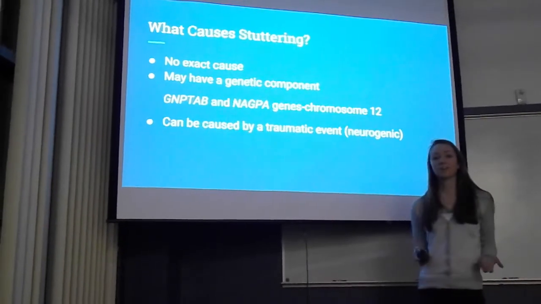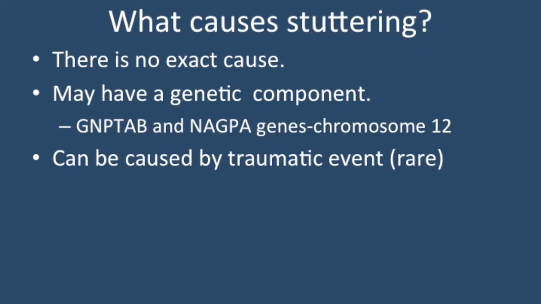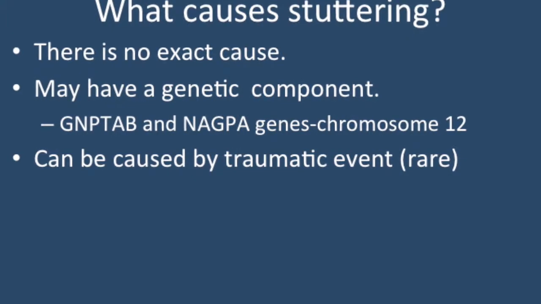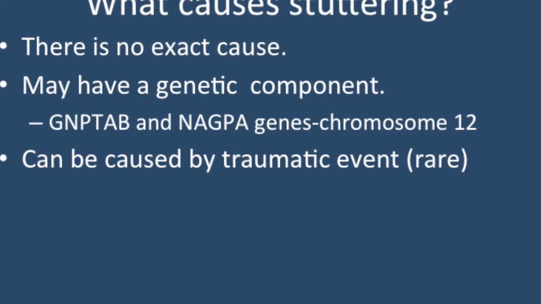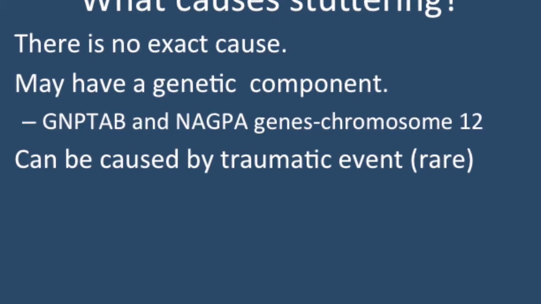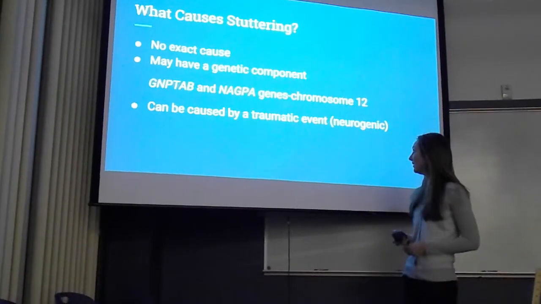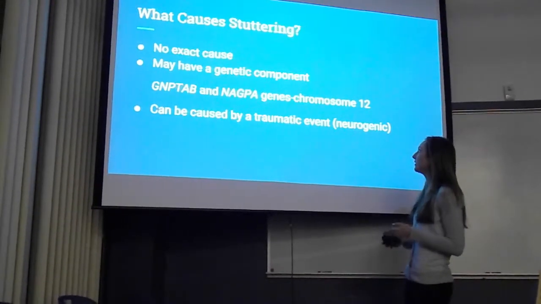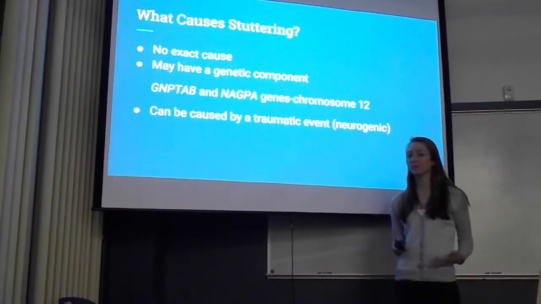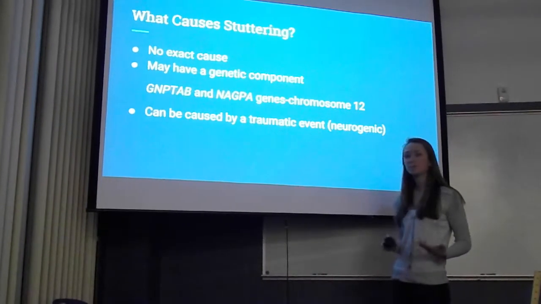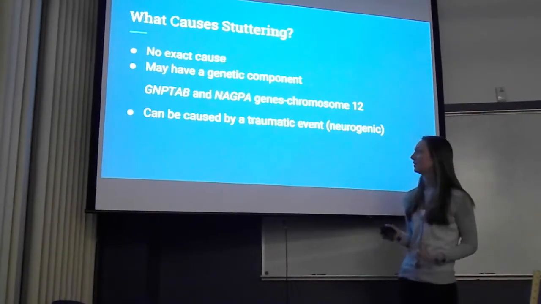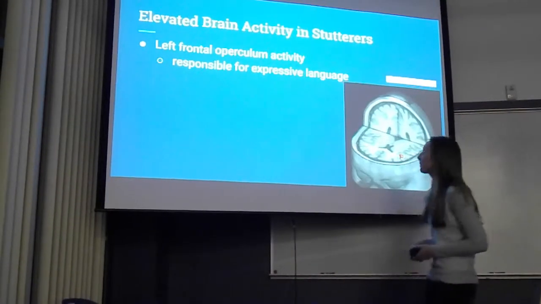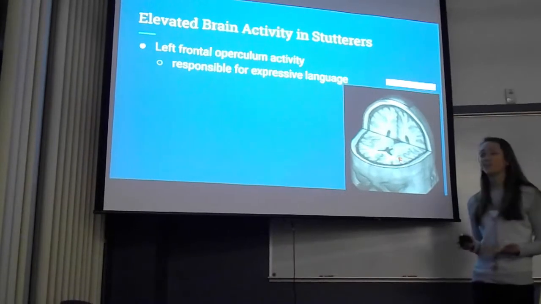But stuttering doesn't have an exact cause. It may have a genetic component, and the GNPTAB and NAGPA genes are proteins that have been found to link to the areas in the brain associated with stuttering, and they affect chromosome 12. Now this isn't for certain, but a lot of stutterers do have different chromosome 12 issues than normal speakers, but not always. So it's just one potential cause. The other cause of stuttering can be a traumatic event, which is extremely rare, in the neurogenic situation, as I mentioned before.